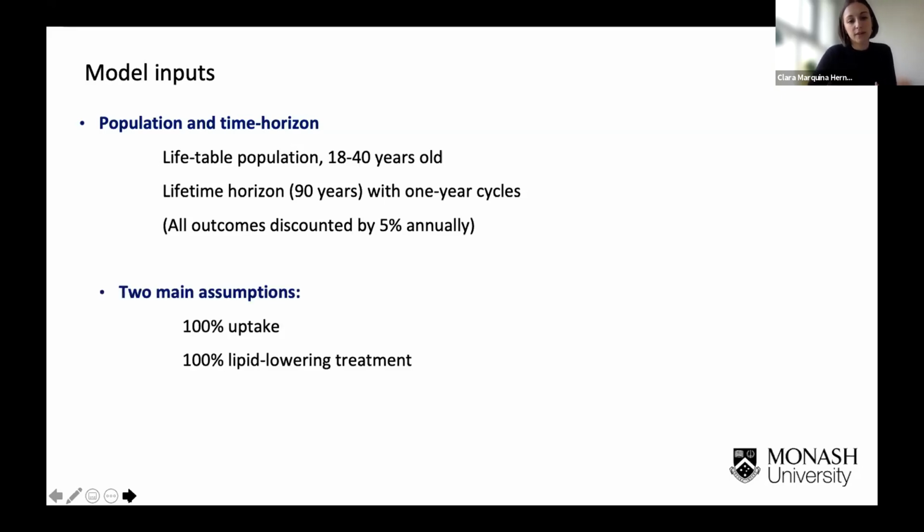Now, we are making two main assumptions that I think I already introduced a little bit in the decision tree. The first one is that we are modeling 100% uptake. So we are modeling that everyone will have access to the test and everyone will say yes. And then we are also modeling that everyone that is diagnosed with FH will undergo lipid lowering treatment.